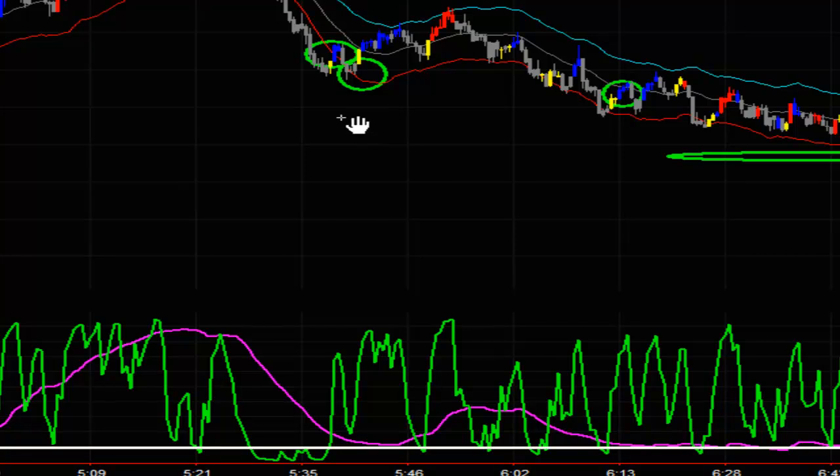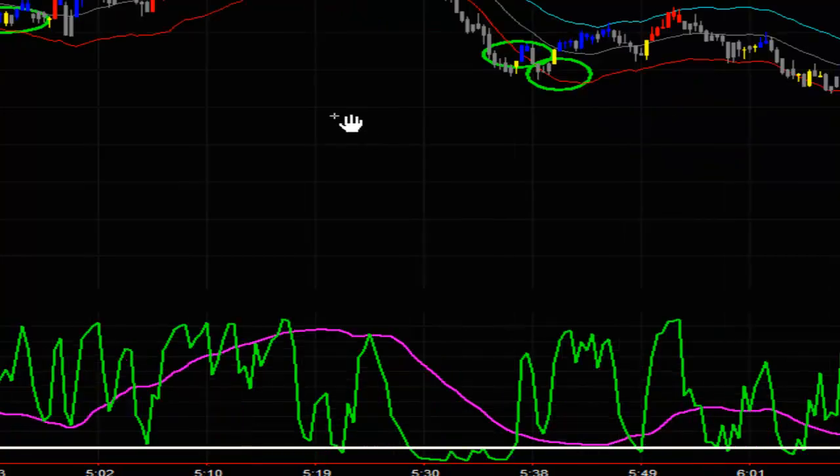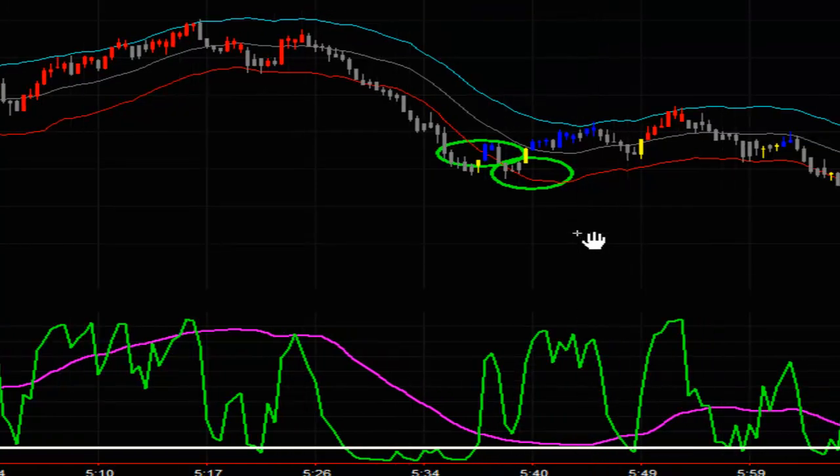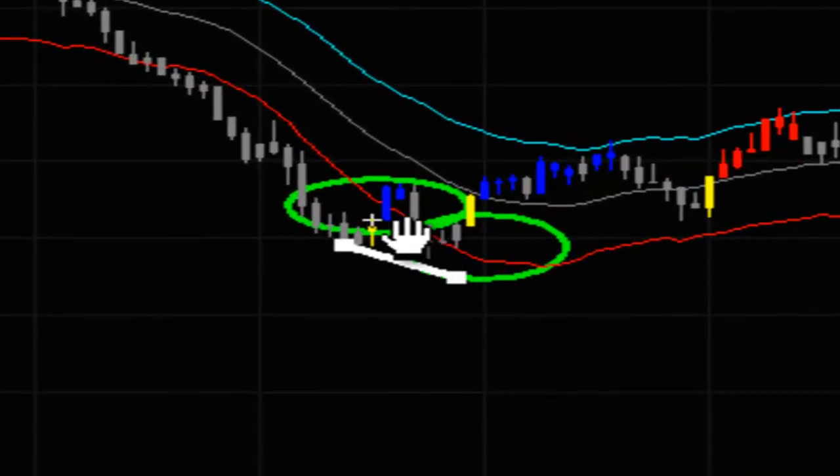Let's go here. Okay, let's look at this. We have a little divergence here again. You have a blue bar. We have a gold and a blue right in here. That was a signal as well as a signal right in here.